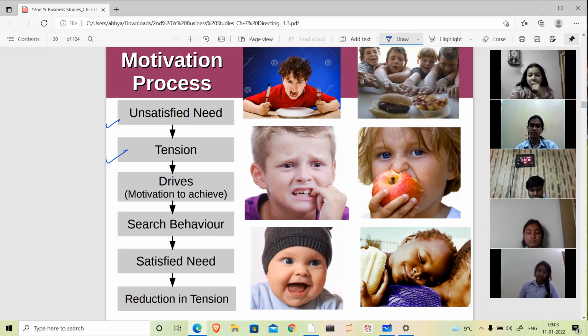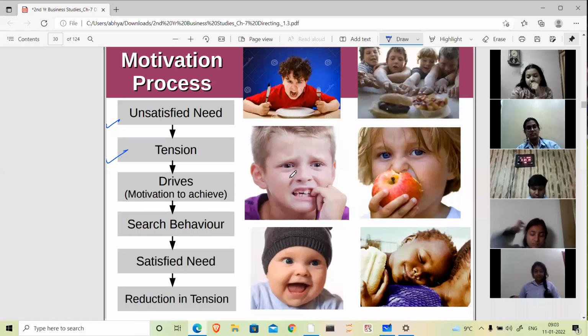You satisfied your need, and as soon as your need is satisfied, it will reduce your tension. So you will be stimulated, you will be encouraged only when there is some unsatisfied need. A person cannot be motivated for a satisfied need. Satisfied need means the need which is already satisfied.